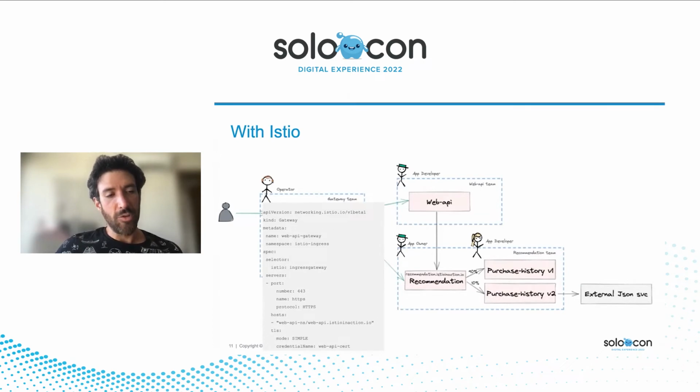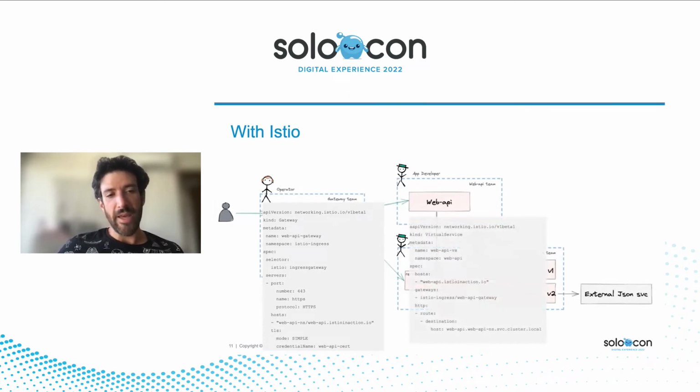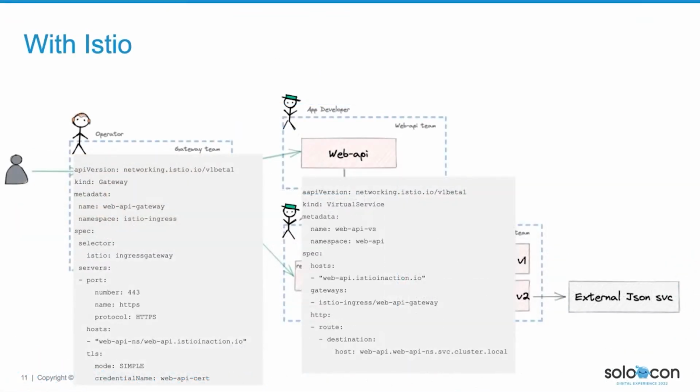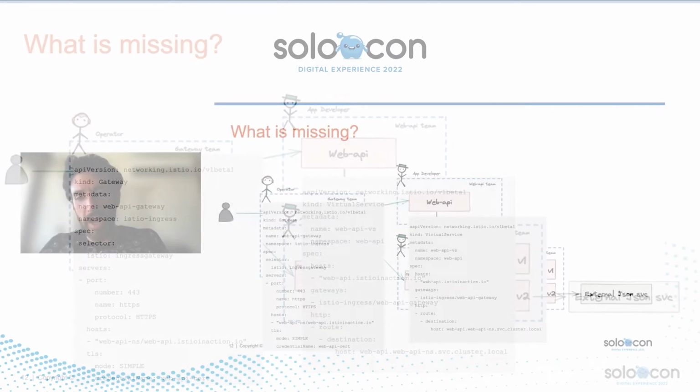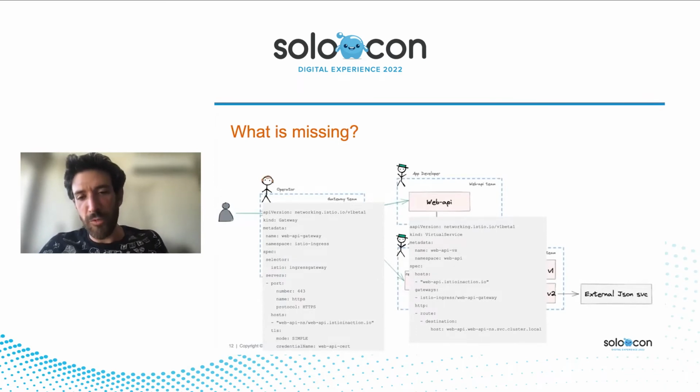But we actually need to then specify a route, and that happens inside of the virtual service. So now we define in the Web API namespace a virtual service with the host where we want to serve this Web API application from. We specify the gateway we want to attach it to, and then we have to specify the destination where to actually route the request, and we give the internal kubedns name for that.